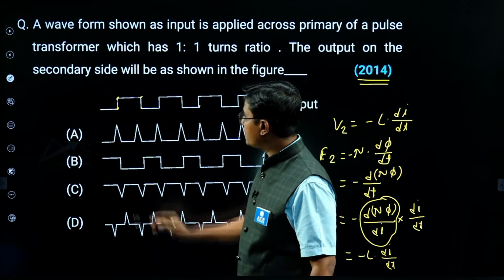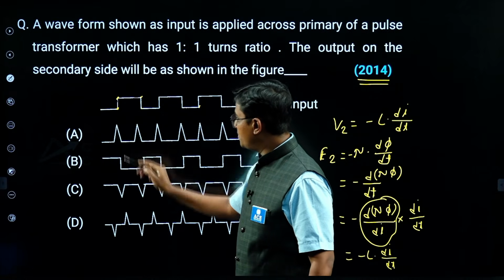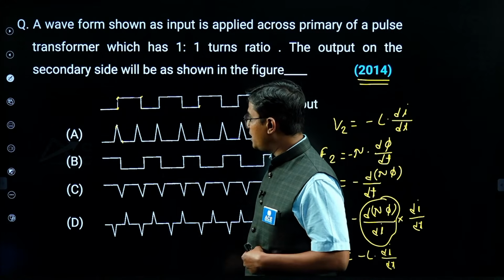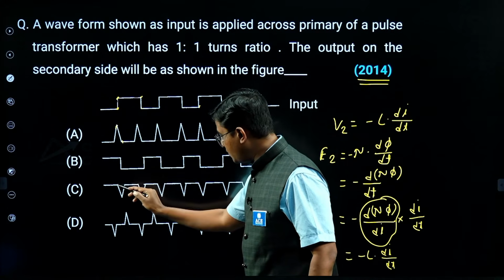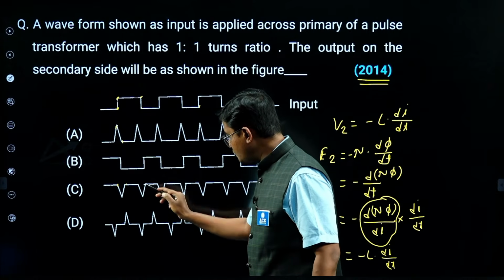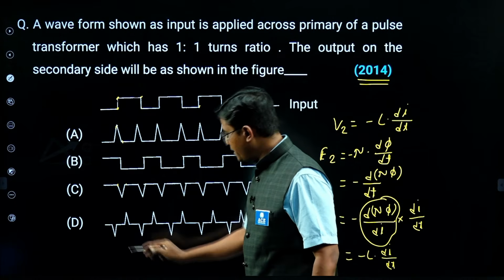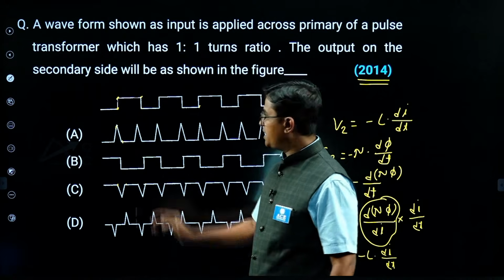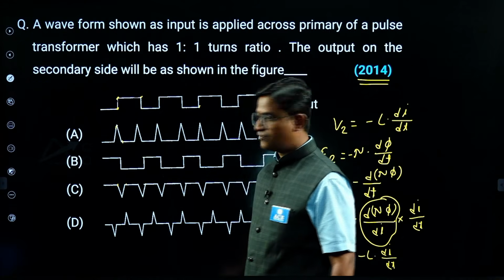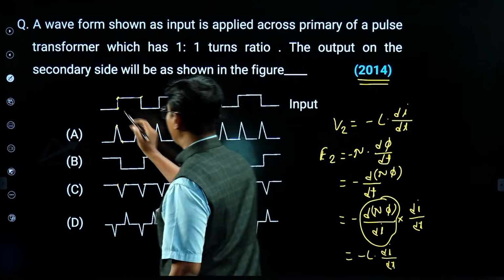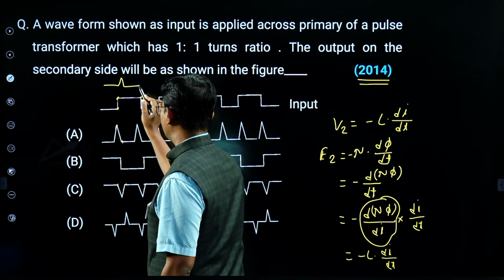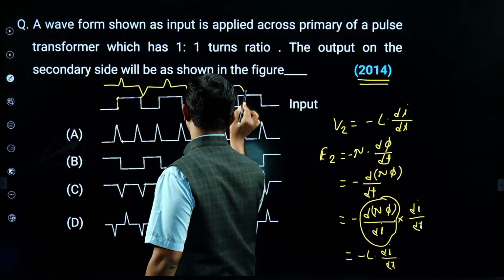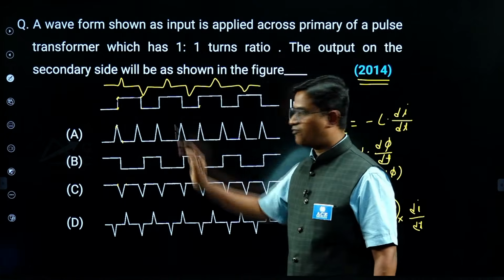So here if I check, it should be positive and negative, but in this option it is showing only positive, and here it is also only positive. In option C it is negative, and here it is also negative, but in option D it has negative, positive, negative and positive. If I take the differentiation of this, I will get this type of waveform. I am drawing here the differentiation. This is the differentiation of this waveform.